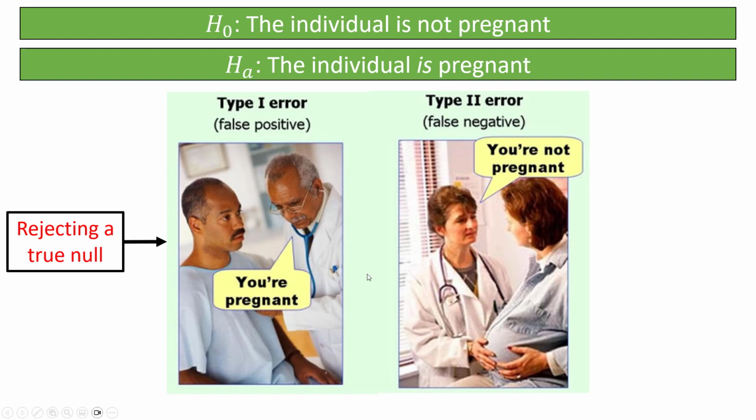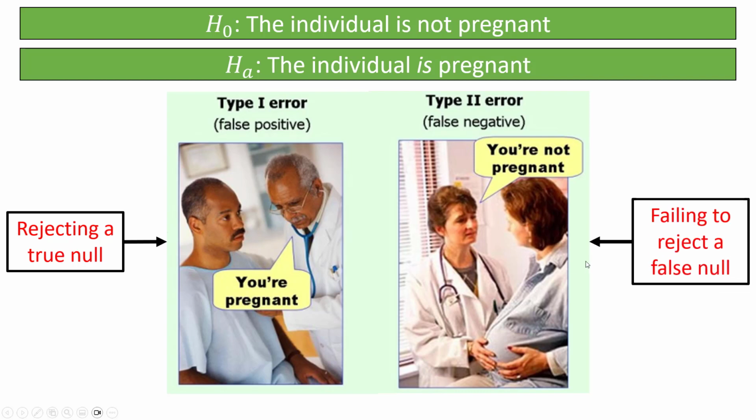Or the type 2 error would be kind of the opposite here. Someone who is clearly very pregnant, but the nurse here is saying, nope, you are not pregnant. And so this would be a type 2 error or false negative, failing to reject a false null hypothesis.